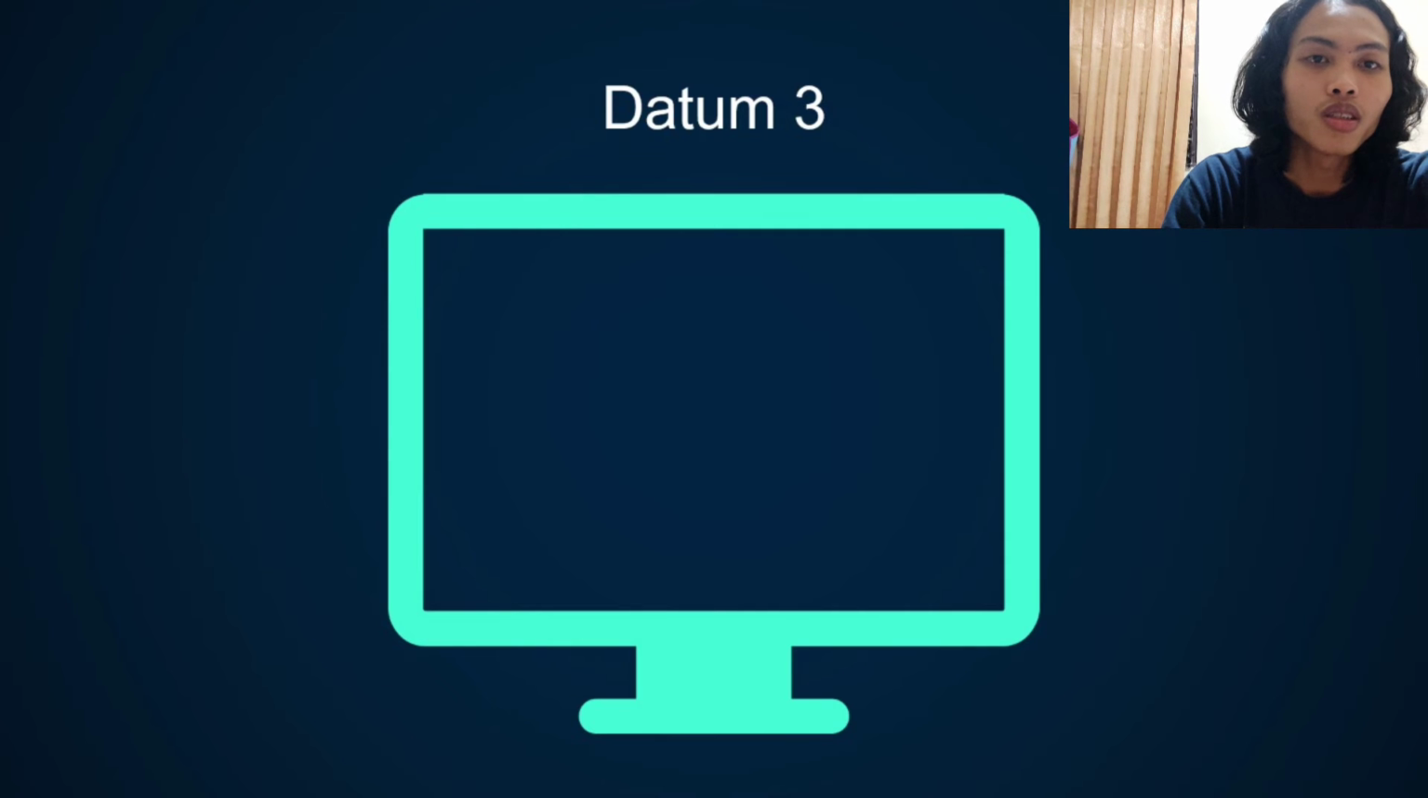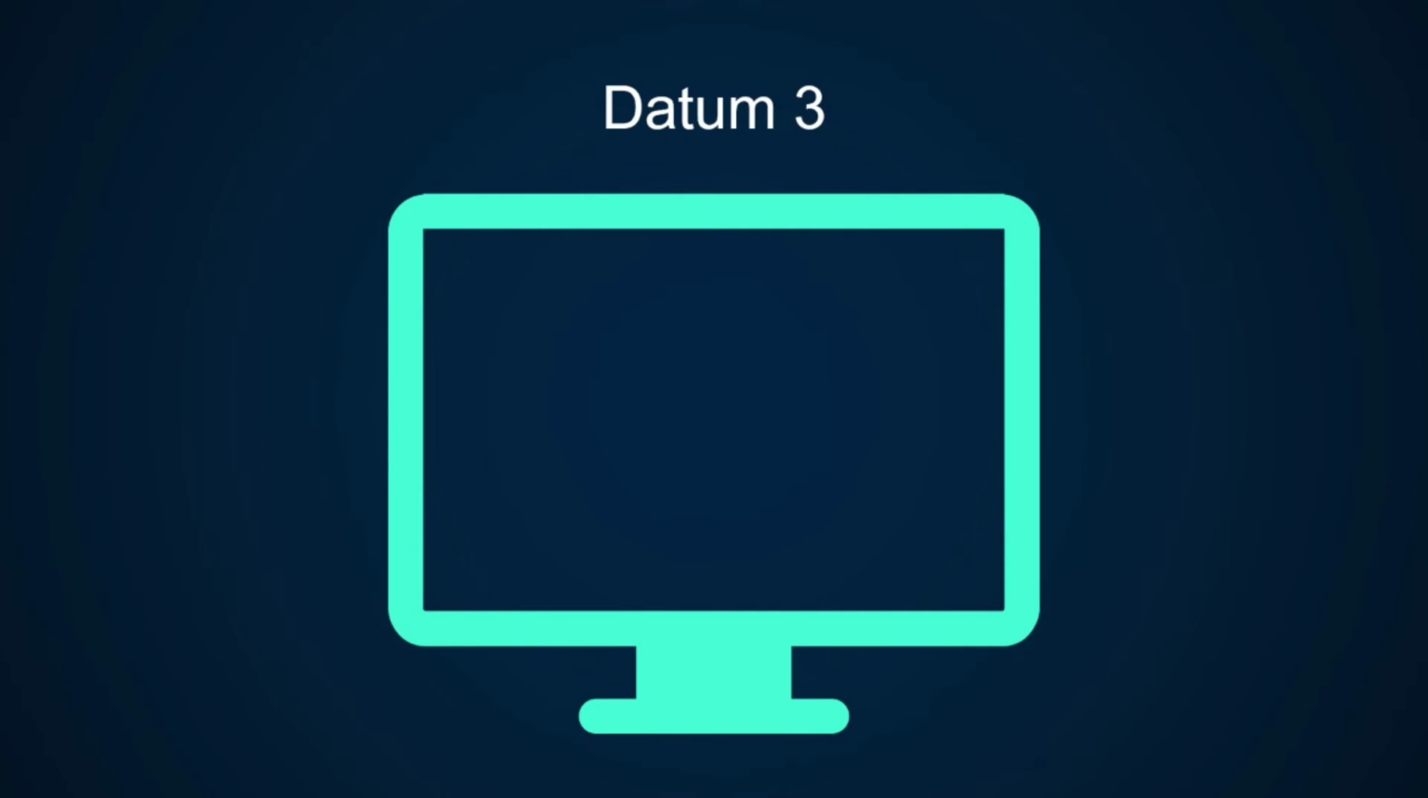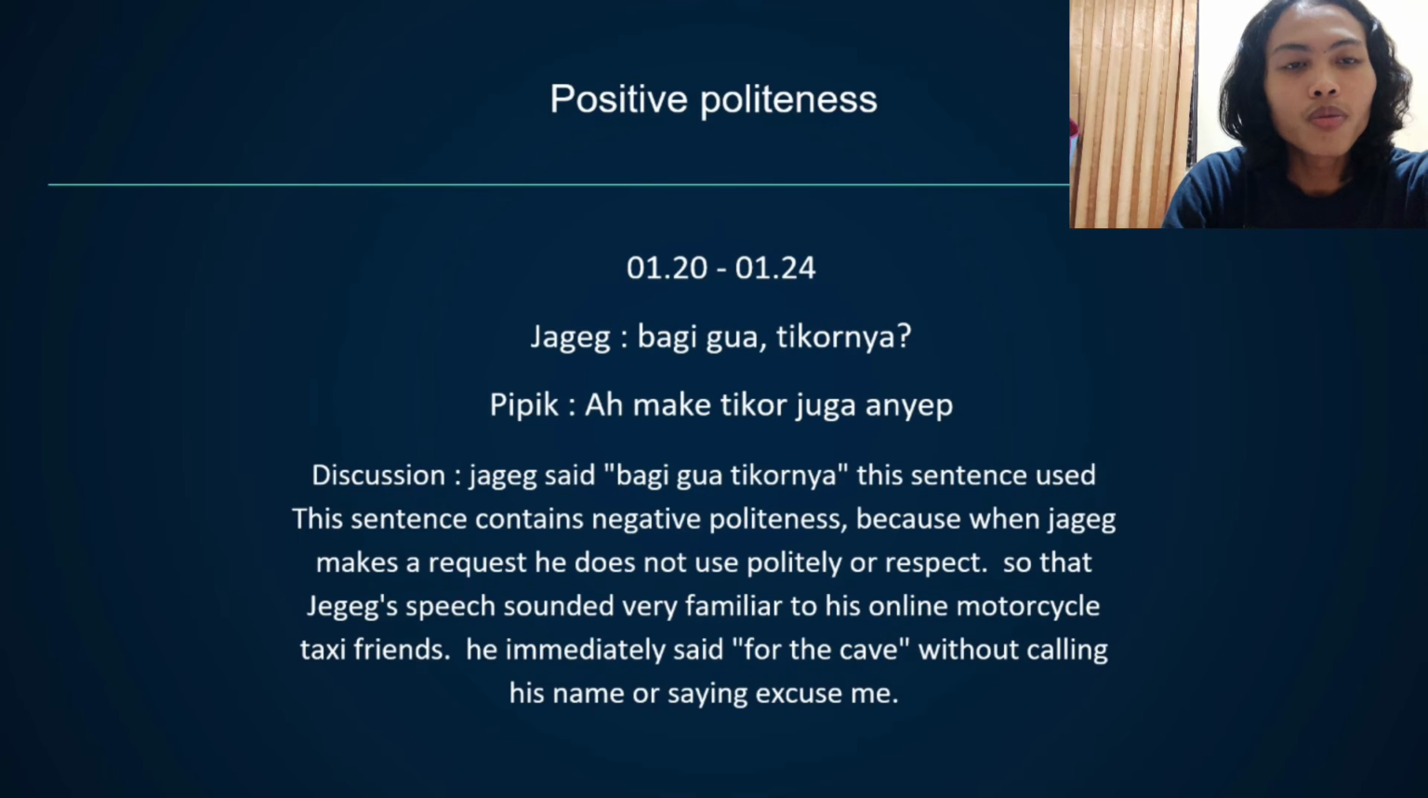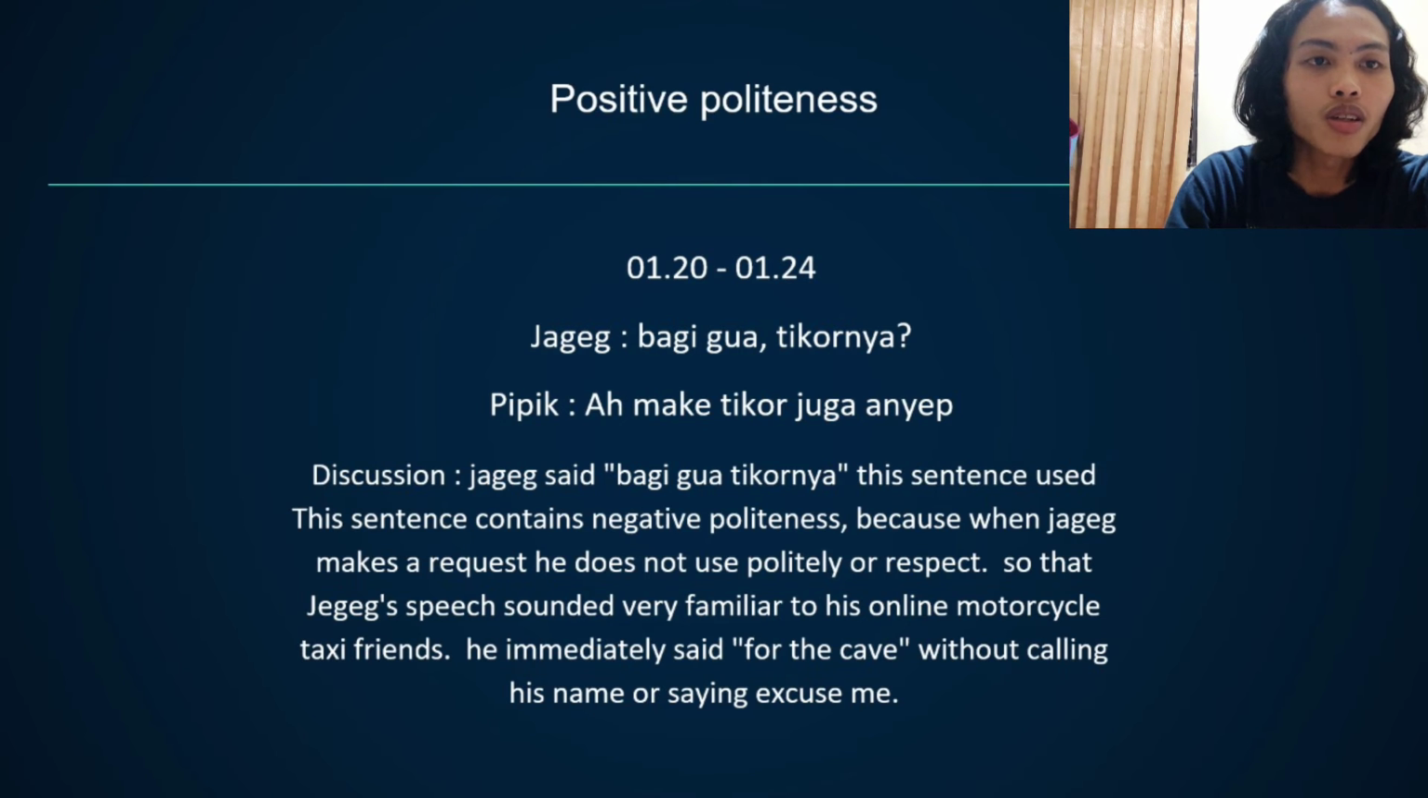Datum 3. "Bagi tikornya kan? Pakai tikor juga anyep." Positive politeness. A positive politeness strategy leads the requester to appeal to a common goal and even friendship via expression. This context happened when Jagek asked Tiko for his online motorcycle taxi at the Pipik house. He had some of his online motorcycle taxi friends.